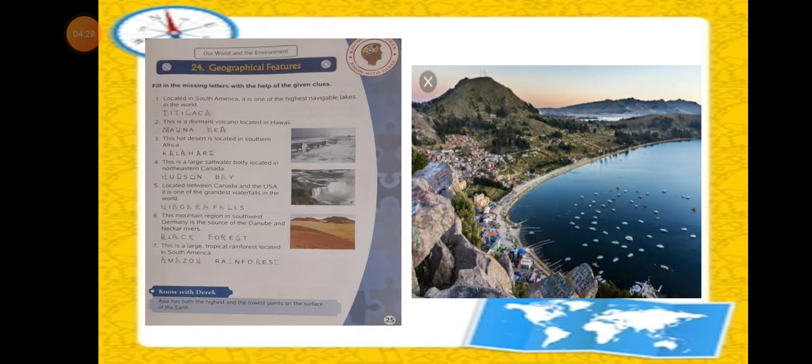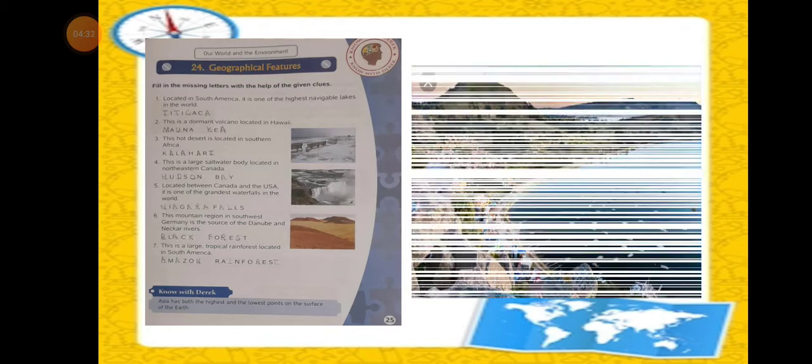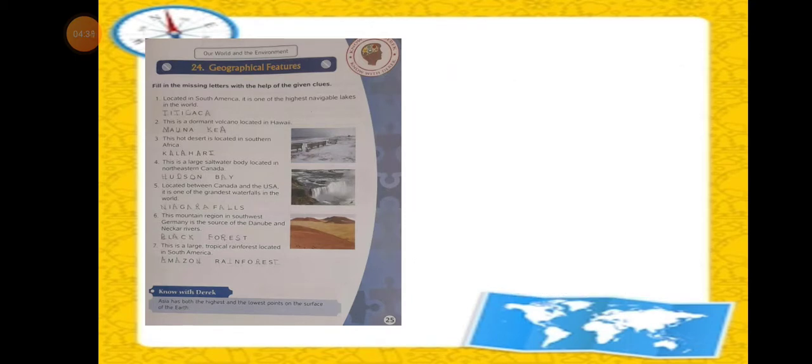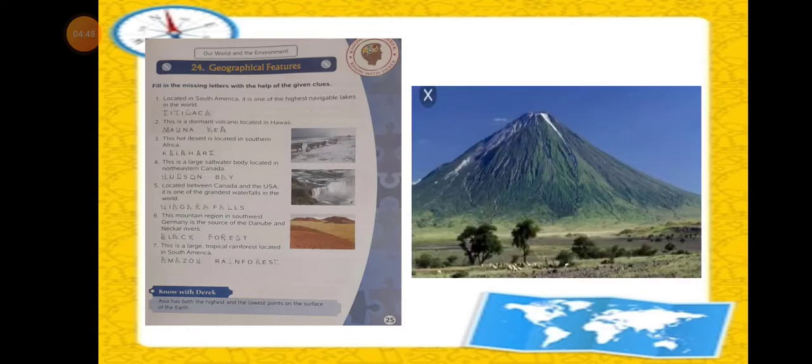Okay. Next, number 2. This is a dormant volcano located in Hawaii. So the name of the volcano is Mauna Kea. M-A-U-N-A, Mauna, K-E-A, Kea. Okay. So you can see the picture out here. It's a dormant volcano and it is actually located in Hawaii.